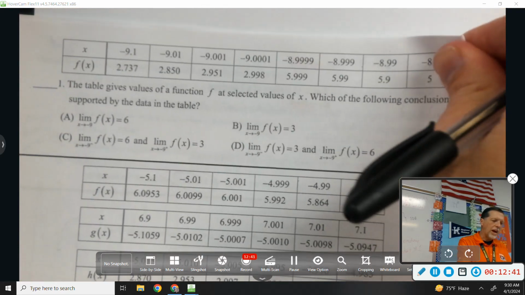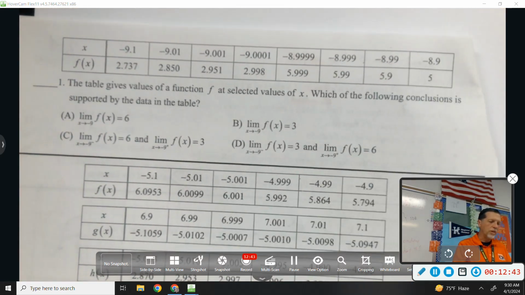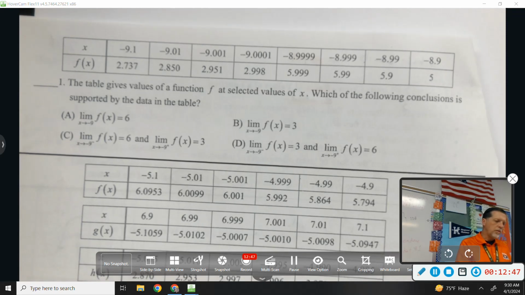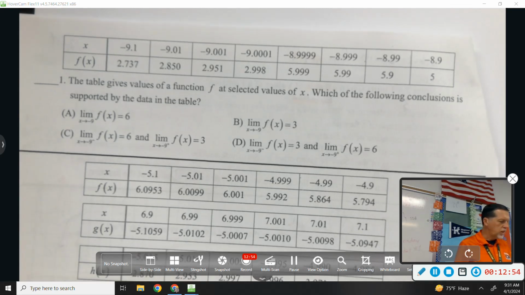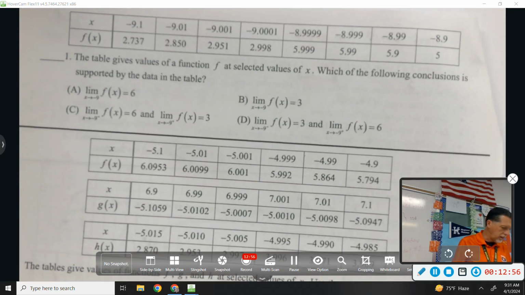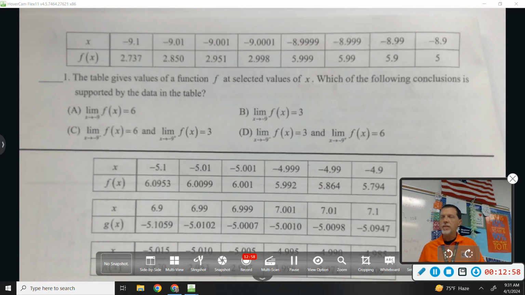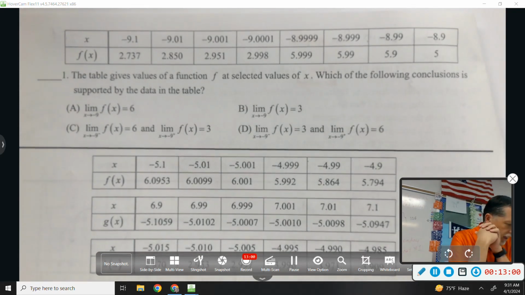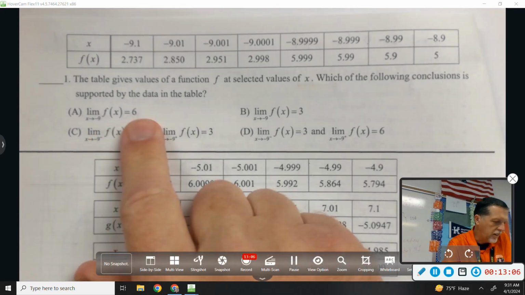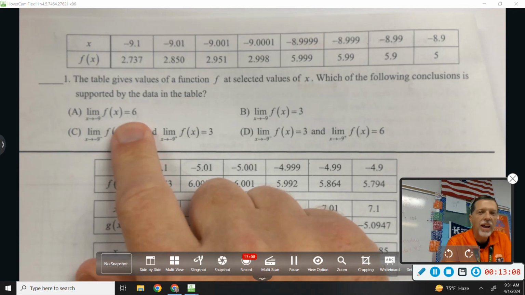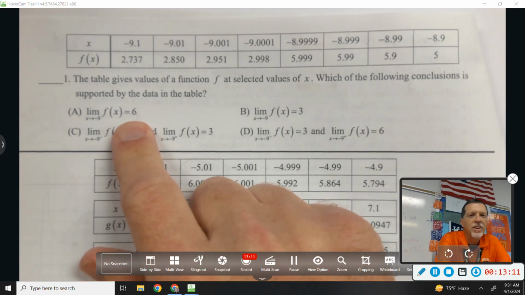Okay, we're done with the calculator because now we just fill in the table for you here. Number 1, the table gives values of a function at selected values of x. Which of the following conclusions is supported by data in the table? Let's see. As x approaches negative 9, the limit is 6. What do we think about A? We're just going to have to go through these individually here.